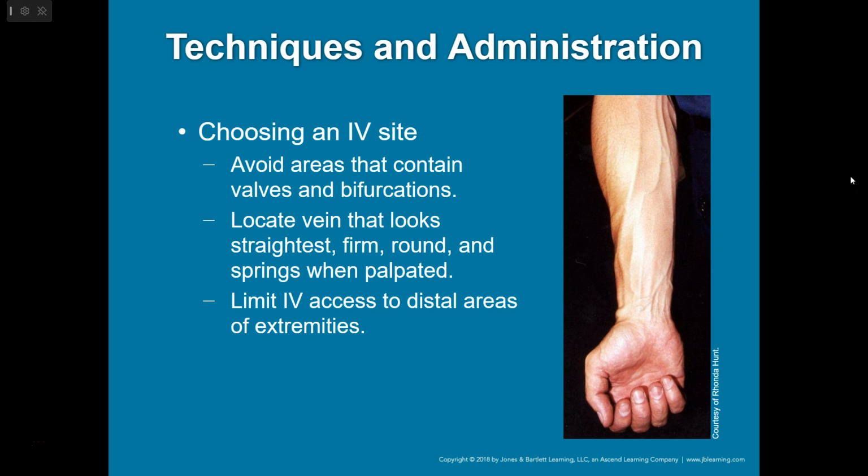Locate veins that look straightest, firm, round, and spring when palpated. We don't want to put in an IV catheter and then the vein immediately turns or something like that. It's just going to kink it off and lead us to issues. Limit IV access to distal areas of extremities, of course. Try not to go through any open wounds that you might see or infected spots. We want to start distally. So if possible, we're going to start down here in the hand. Flip it over, look at the back of the hand, start our IV down there. Then work our way up. If we don't see anything there, we can look here. Got tons of great veins there. The forearm is the best spot to start an IV.